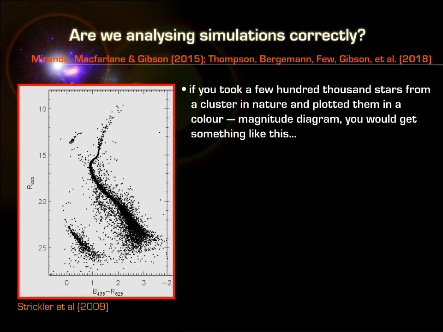So this is the question. Are we analyzing these simulations correctly? So if you took, say, a few 100,000 stars from a cluster in nature, an open cluster, say, or a globular cluster, and I plotted them in this plane of color on the x-axis and brightness or magnitude on the y-axis, this is what 100,000 stars would look like. And it's not just some random distribution of points. There's structure in there, the big black curve cutting across a swath there.